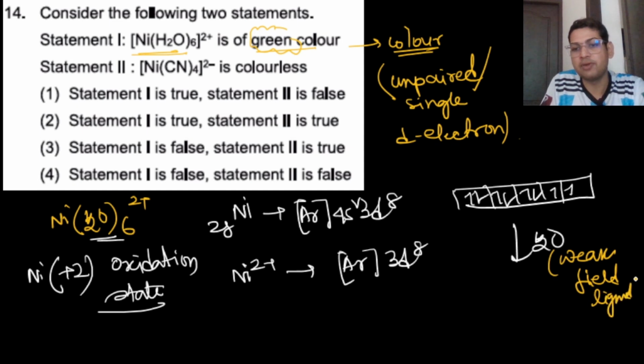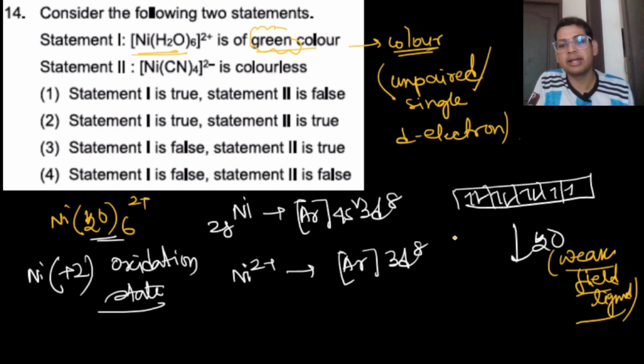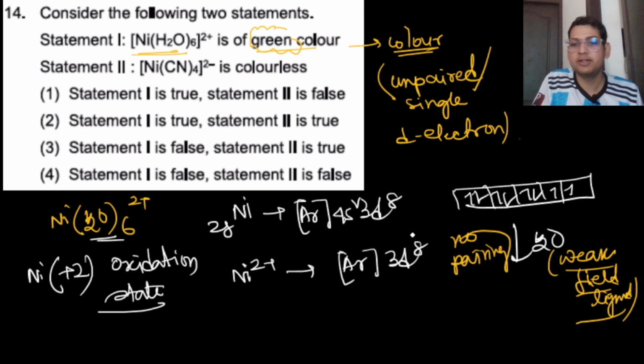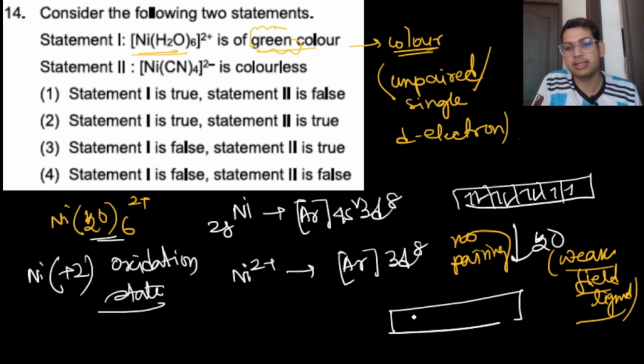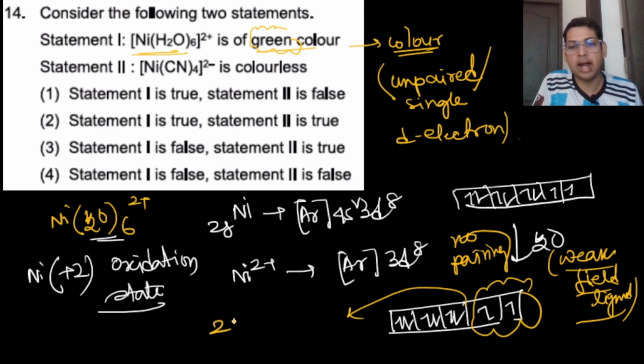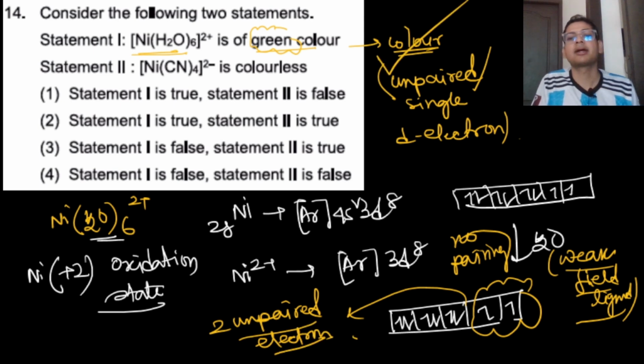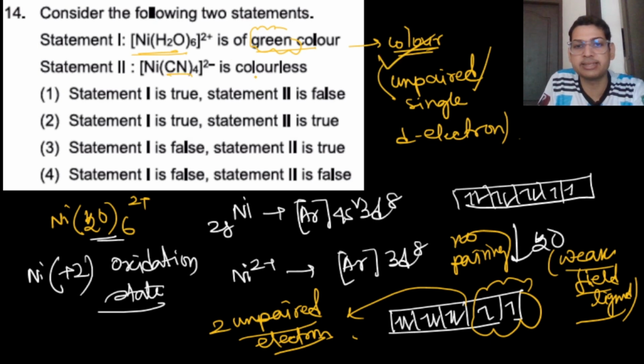So sir, if it is a weak field ligand, no pairing will occur. It will stay as it is. That means 1 2 3 4, whatever it was present previously, is now also the same. That means there are 2 unpaired electrons, and with 2 unpaired electrons, definitely it will be colored. Got it?